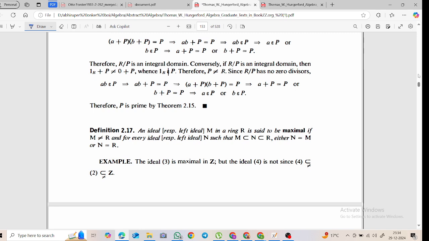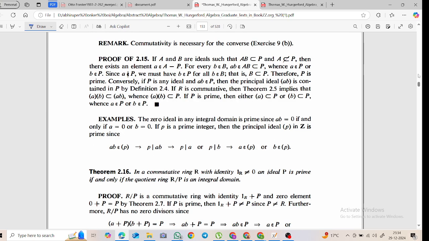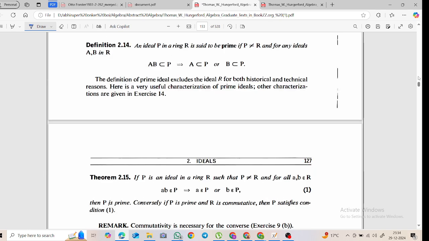the Chinese remainder theorem, okay? Because I don't know whether all of you have done it or not, so it's better that I do it here. Oh, so it is given here, right? Prime ideals, they are given.